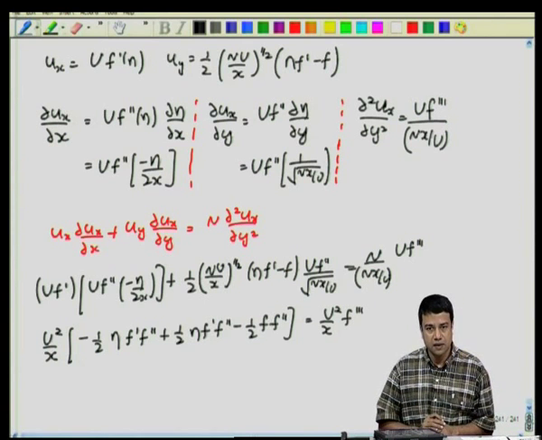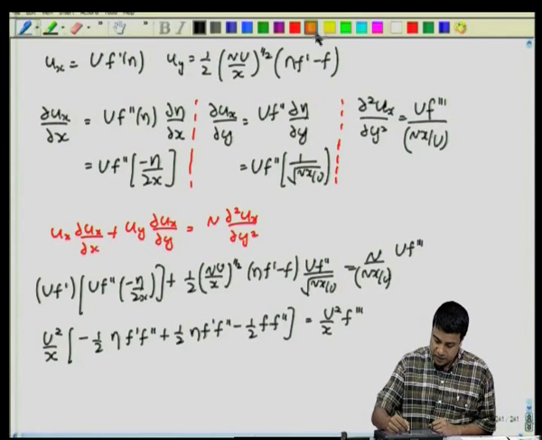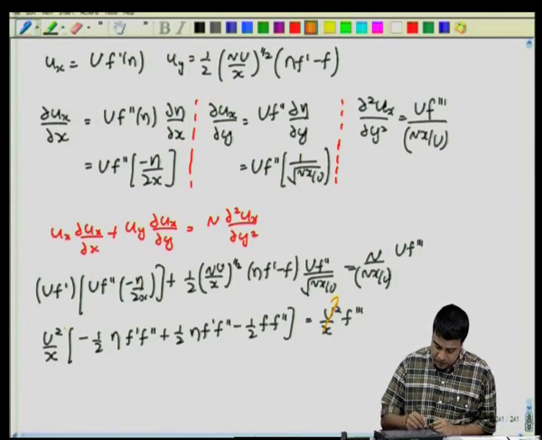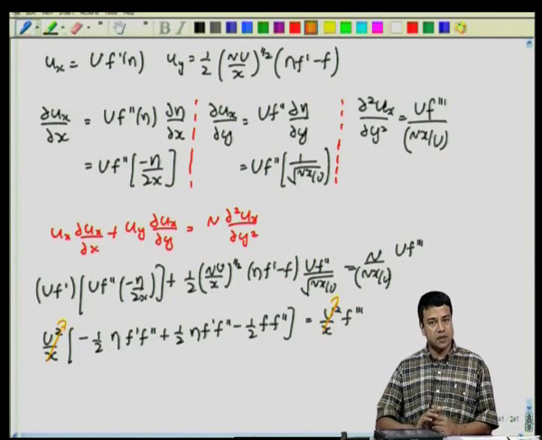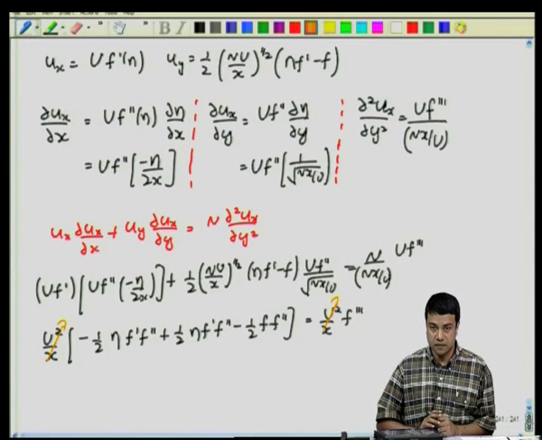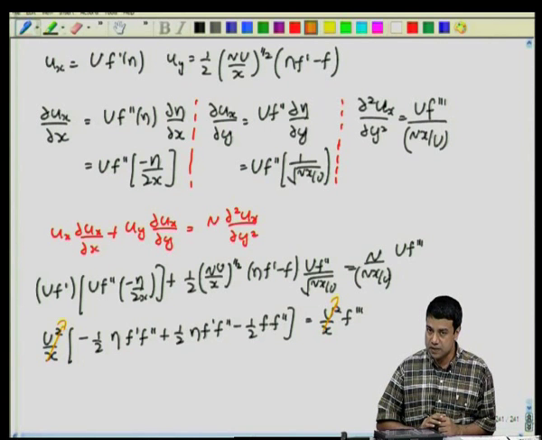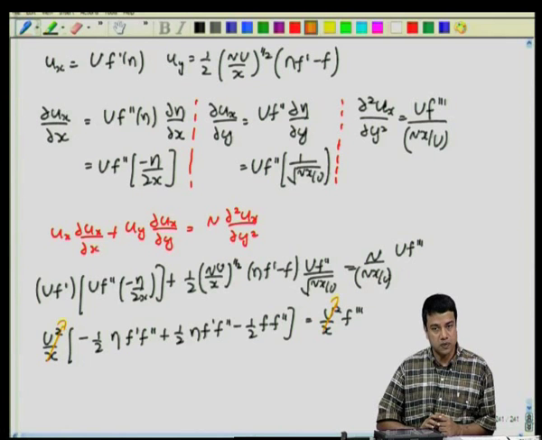Okay. And now, you can see that this common factor of U square by x cancels out on both sides, and I end up with an equation which is independent of the velocity U, the kinematic viscosity nu or x. It depends only upon eta. So, that is a check that our similarity solution actually works. The resultant equation that I get is independent of x, nu and U. It depends only upon the similarity variable eta.